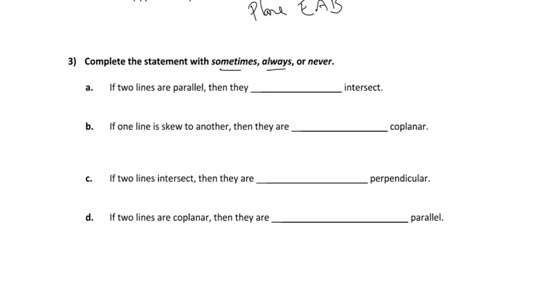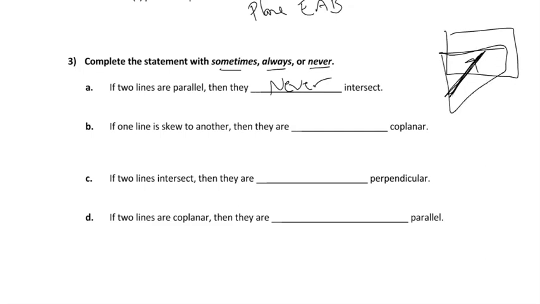These are the hardest ones. Sometimes, always, or never. It's a 1 in 3 shot that you're going to get it right, but if two lines are parallel, then they blank intersect. Never. It's impossible to intersect. If one line is skew to another, then they are blank coplanar. Skew lines, a plane that contains this one, the other line would shoot directly through. So if one line is skew to another, then they are never coplanar. It's impossible. It's part of the definition.